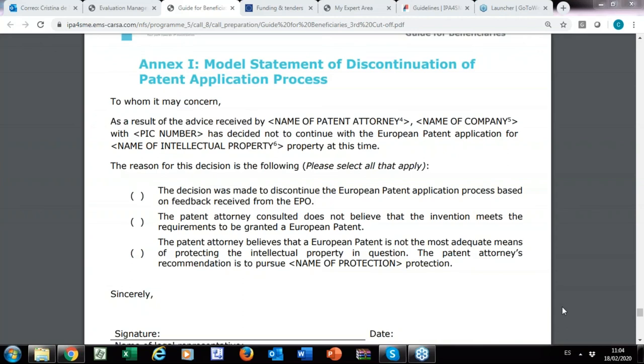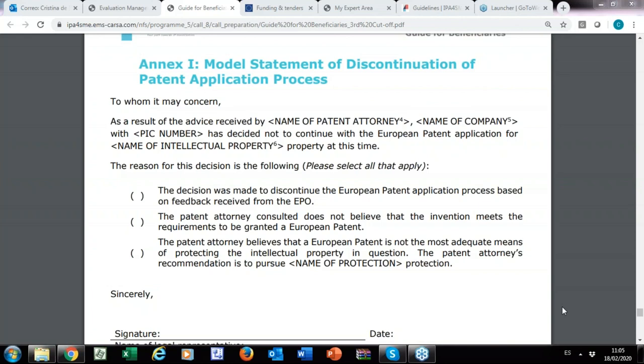Thank you. And the last question is, what are the reimbursement limits of services two and three? Well, the limits for service two are €2,500 per patent process. So per service, as you know, one service in IP4SME is one patent application. So 2,500 maximum for EPO fees, and €2,000 maximum for IP attorney fees.